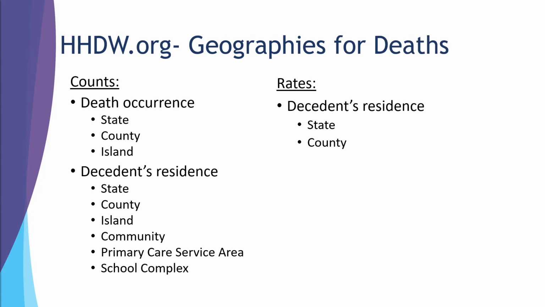And you'll see a similar pattern for our death data. For the count data, we can offer the location the death occurred to the island level, and we can examine the decedent's residence down to the school complex level. But for our rates, we only offer death rates for the decedent's residence at the state and county level.